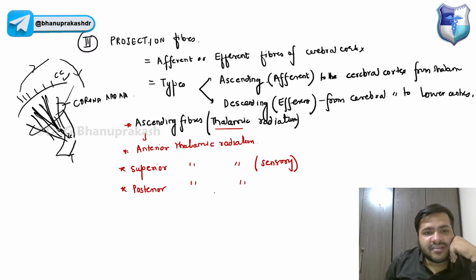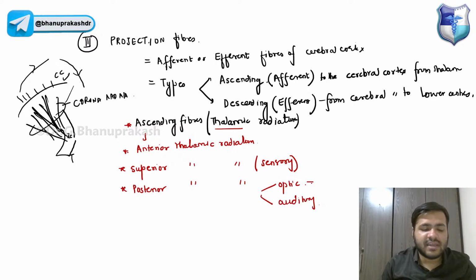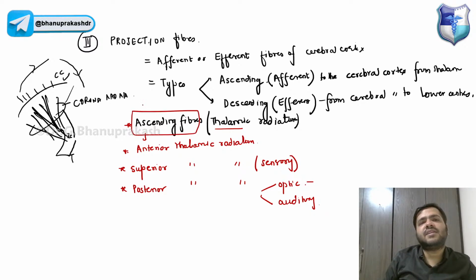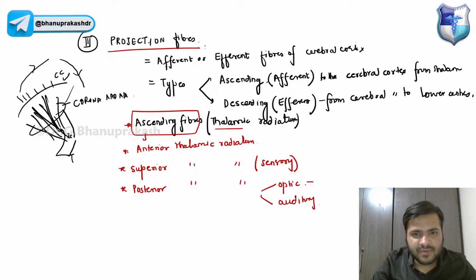Posterior thalamic radiation, guys, you already know, is the optic radiations, or we also have auditory radiations. Optic basically comes from the lateral geniculate body and passes to the visual sensory area of the occipital lobe. Auditory arises from the medial geniculate body and passes to the auditory sensory area of the temporal lobe. So these are the ascending fibers that you have to remember in the projection fibers.